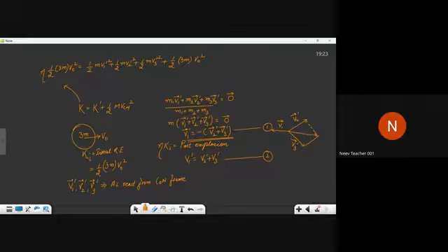Sir, could you explain once again why we took the half 3m V0 square? Because we are referring to the situation post-explosion, and it is said that post-explosion kinetic energy increased by eta times what it was pre-explosion. Pre-explosion, it was half 3m into V0 square, right? So post-explosion, it will be eta times half 3m V0 square. Right. That is the one. Okay, thank you, sir.